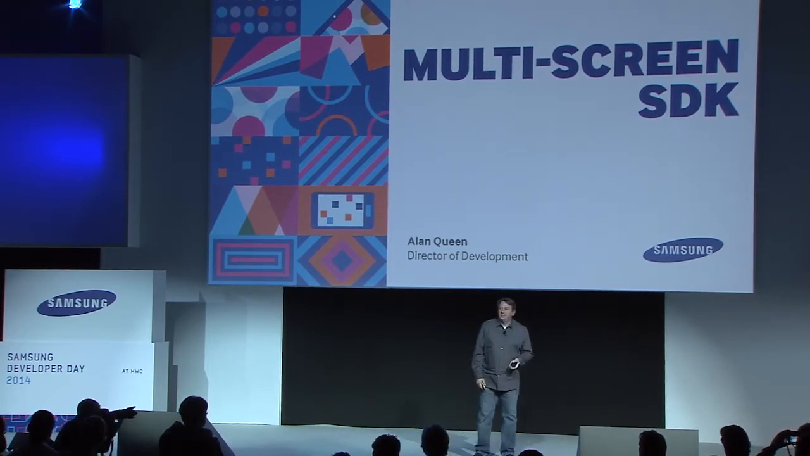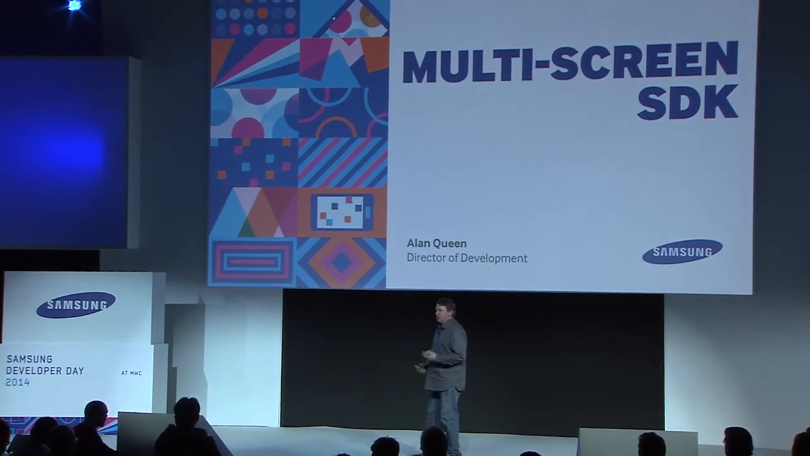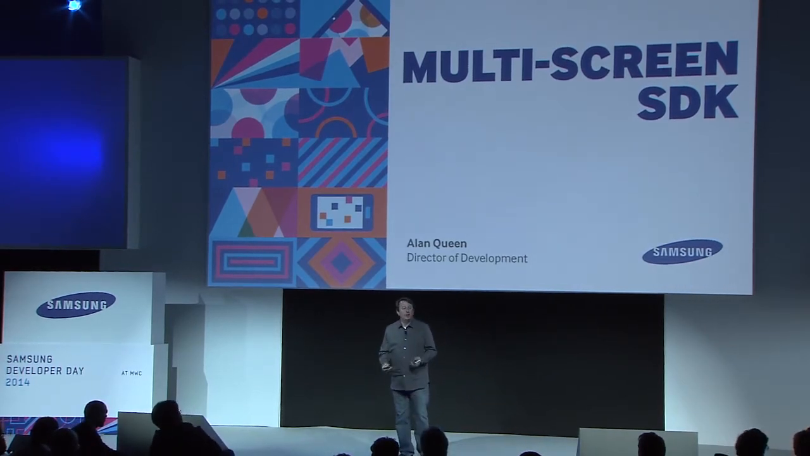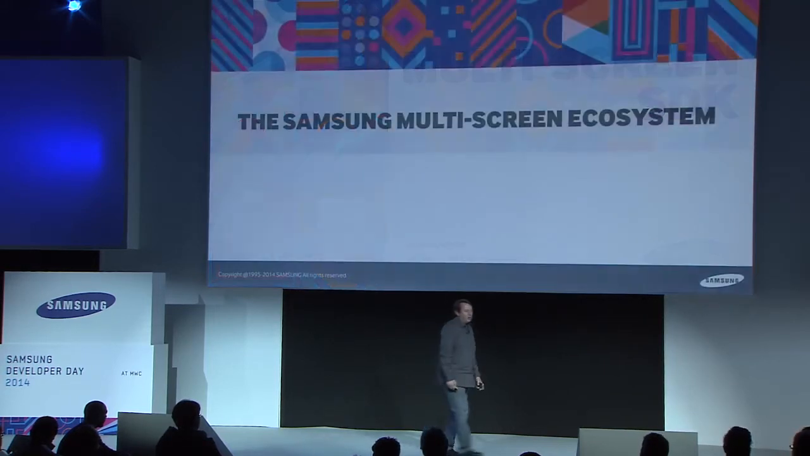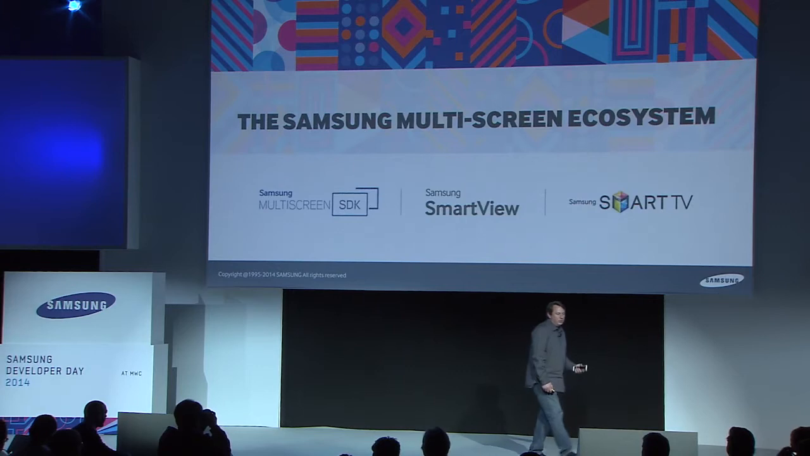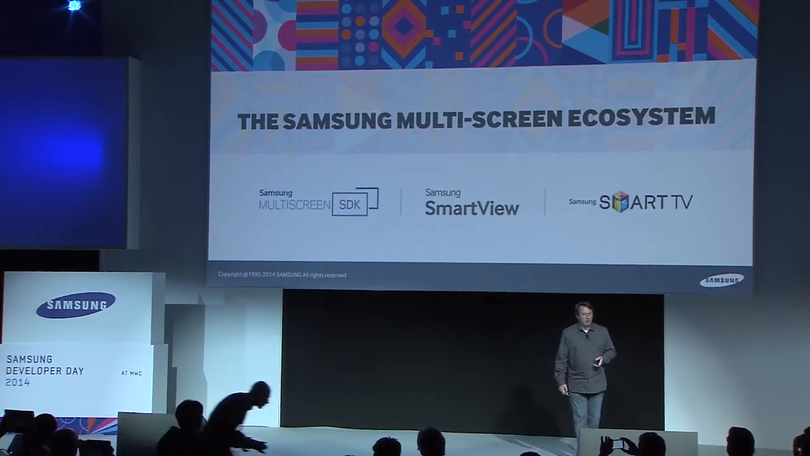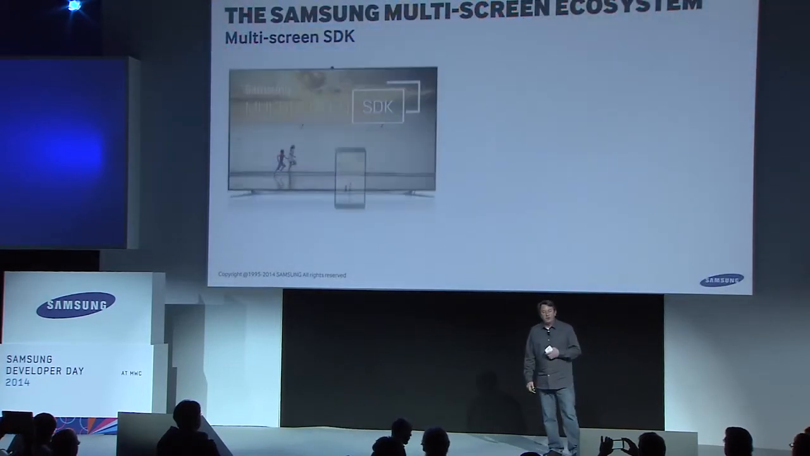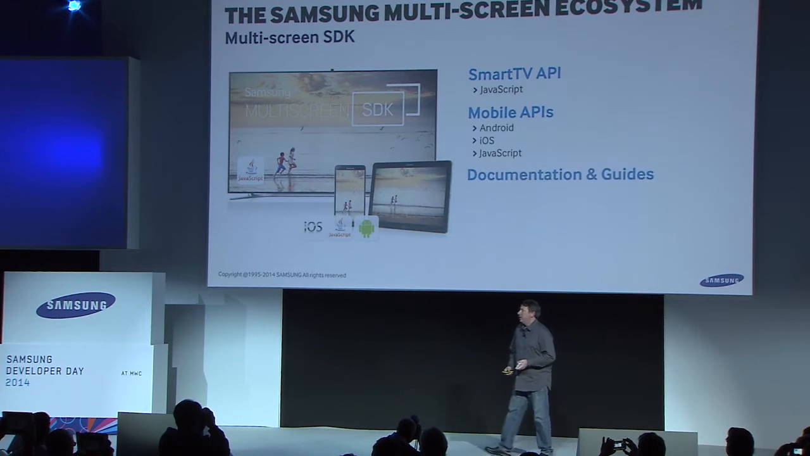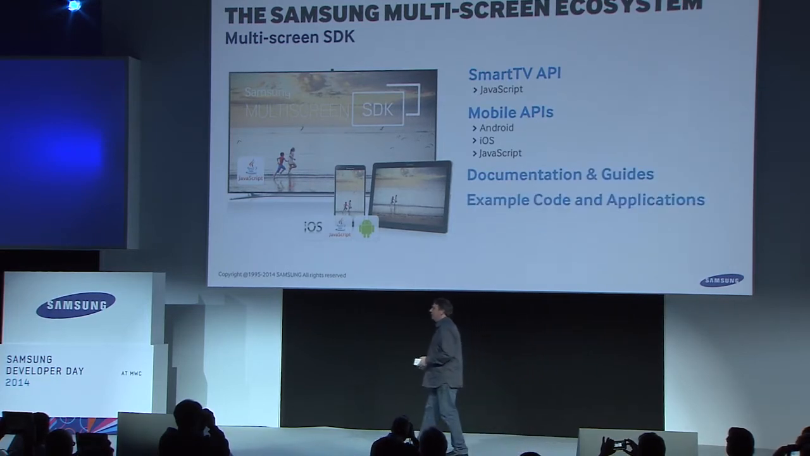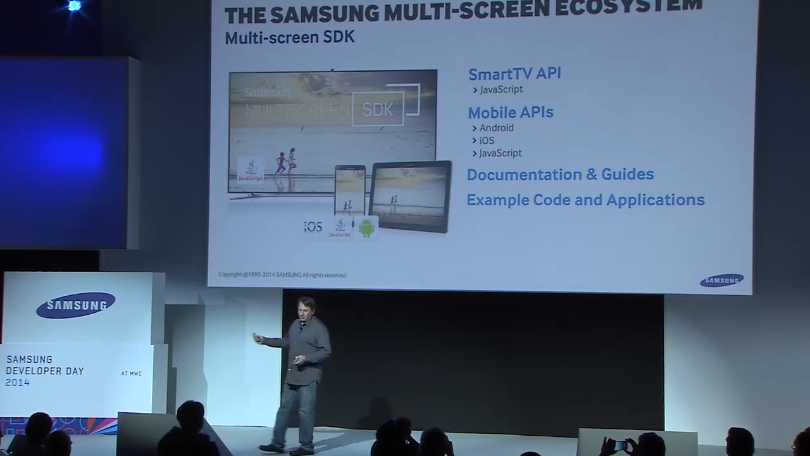And also, multi-screen apps are really about connecting devices into a seamless and shared experience around the living room. Okay, so how are we going to do this? We're going to talk about two main components of what we call our multi-screen ecosystem. And the first one is what we call the MultiScreen SDK. And obviously, this is for developers. And this provides you all the APIs to create multi-screen applications for multiple mobile platforms, and of course, the smart TV.